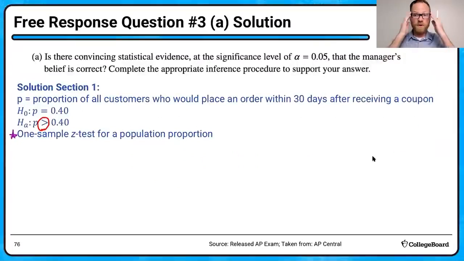Now, the other thing that's important when you write your hypotheses, you're going to be using a parameter that refers to the whole population, and you have to define that parameter. And so that's what we see here. We're defining P as the proportion of all customers who would place an order within 30 days after receiving a coupon. Now, let's check in with the rubric for section 1 and make sure that we have everything we need here.